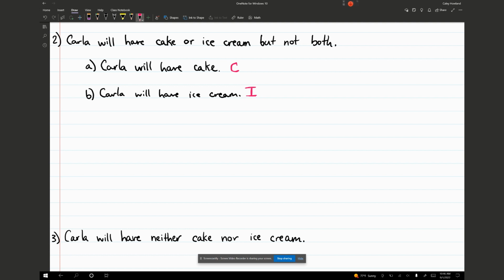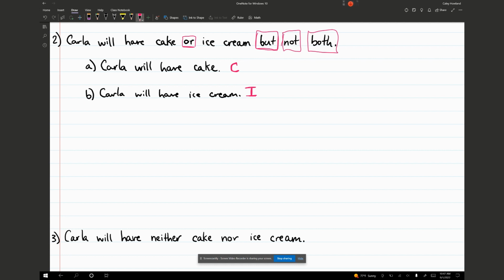Now we want to go through and identify what the connectives in this larger complex sentence are. So we pretty clearly have the connective or. That's going to be a disjunction. We have the connective but. We have the connective not. And we have the connective both. All right. So let's start left to right.